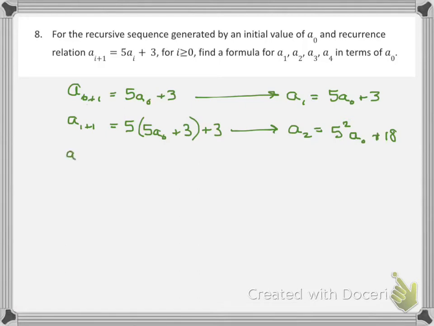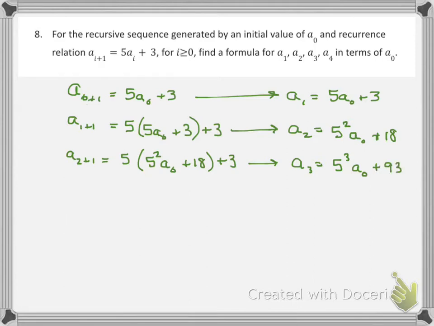A sub 2 plus 1 equals 5 times the result from last round. Well, the result from last round was 5 squared a sub 0 plus 18, and don't forget to add the other 3. Simplifying, a sub 3 is, well, 5 times 5 squared is 5 cubed a sub 0. 5 times 18 is 90, plus the other 3 is 93. So that's plus 93.